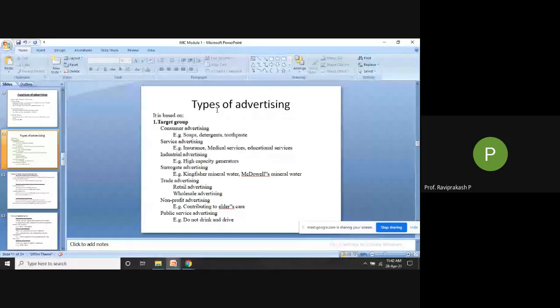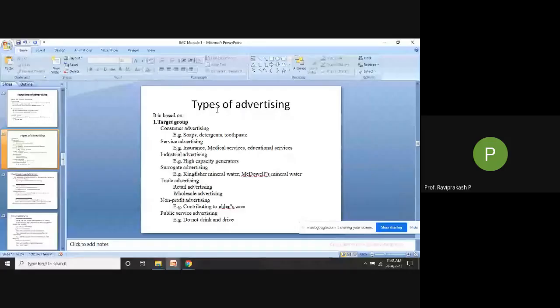So it is surrogate marketing, where you are marketing one thing, but instead you are basically pointing at some other thing that you cannot market directly. Those are called surrogate advertisements. Examples: Kingfisher mineral water, McDowell's mineral water, Bacardi CDs and music, and so on.